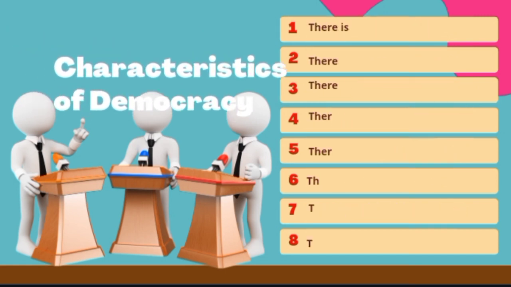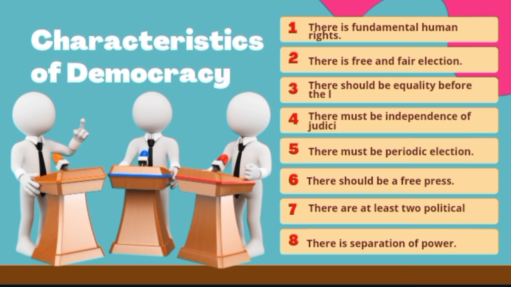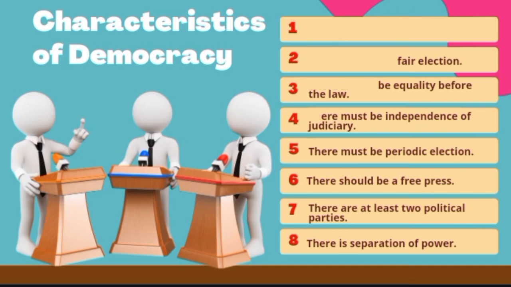And then the last but not the least in this video is that there must be separation of power. The functions of the three arms of government are not performed by one arm of the government. So there must be separation of power. These are some of the characteristics of democracy.